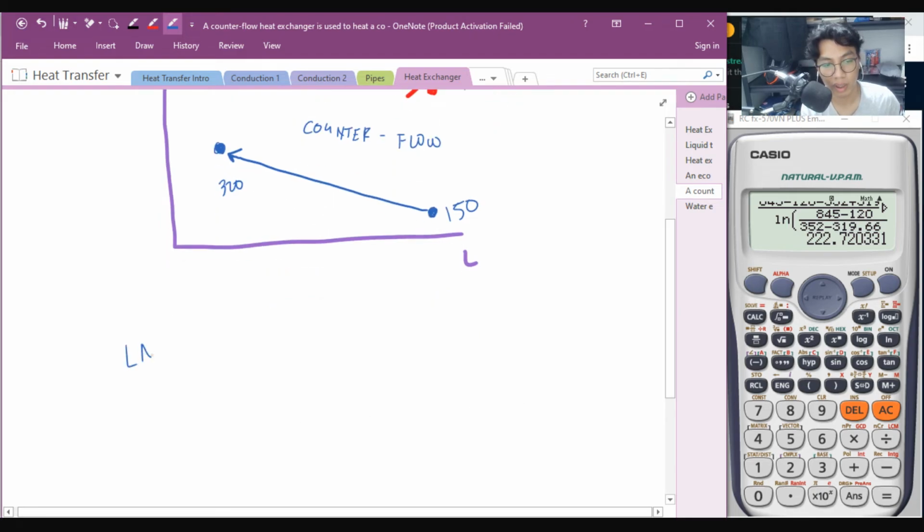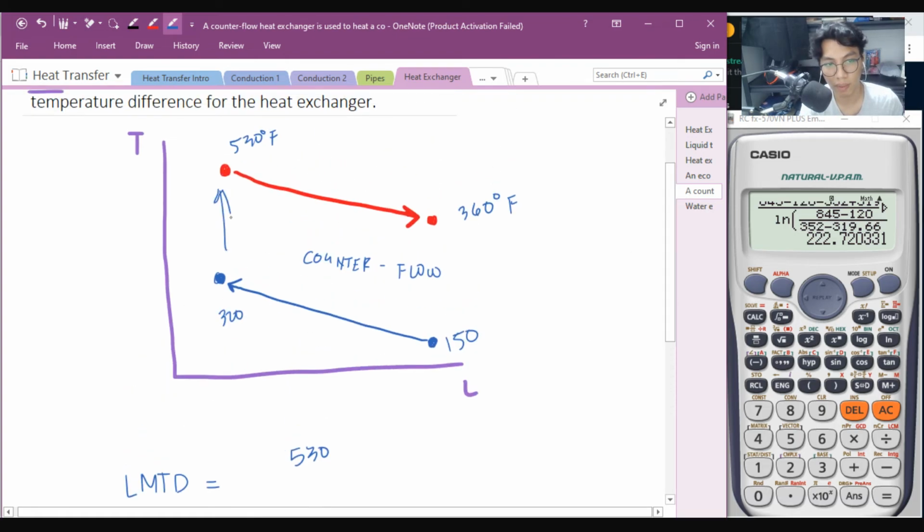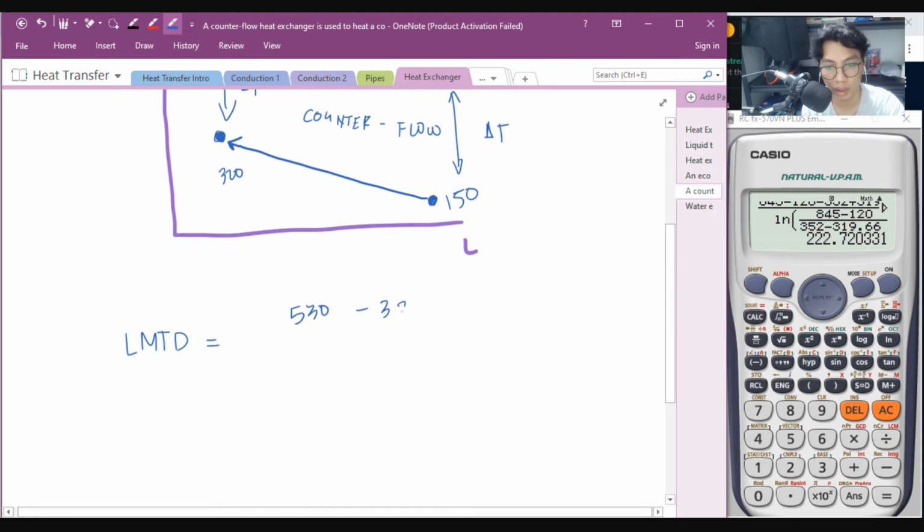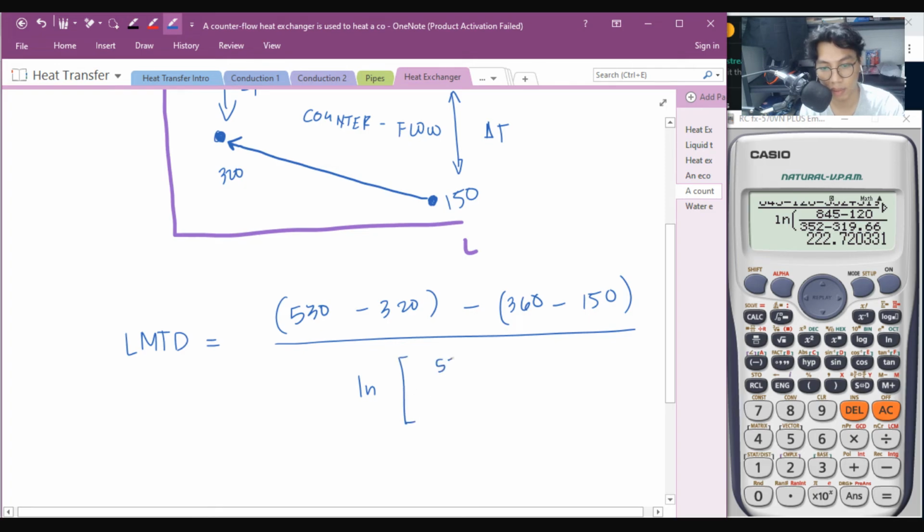LMTD lang naman hinahanap mo. Ano may pinakamataas sa temperatura dyan? 530. Minus yung difference dito sa dalawa. Okay, delta T. Dito, delta T ulit. So, 530 minus 320 minus 360 minus 150, divided by the natural logarithm nung 530 minus 320 divided by 360 minus 150.